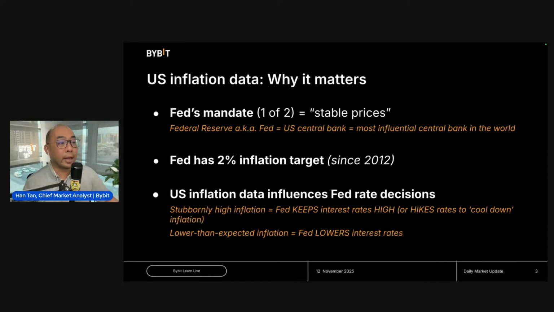Because of this dual mandate, and one of them being inflation, the Fed will then make the decision about what to do. Even though the next Fed decision isn't due until January 28th, we just had one last week where the Fed lowered interest rates. That was widely expected, but markets are looking forward already. So they use this CPI data, this inflation data, to predict what the Fed will do in January.